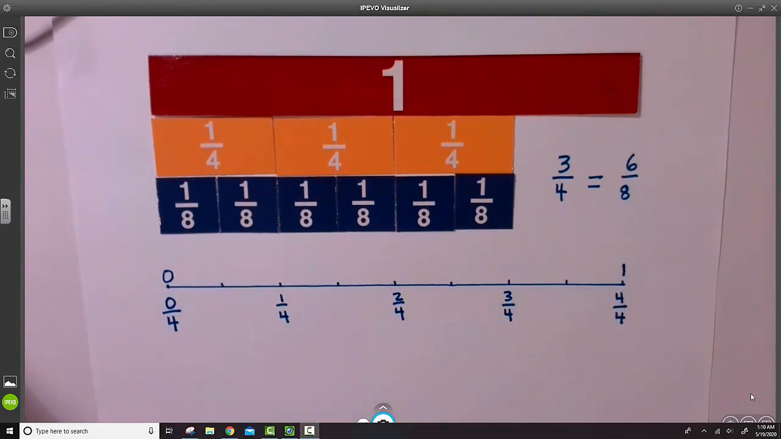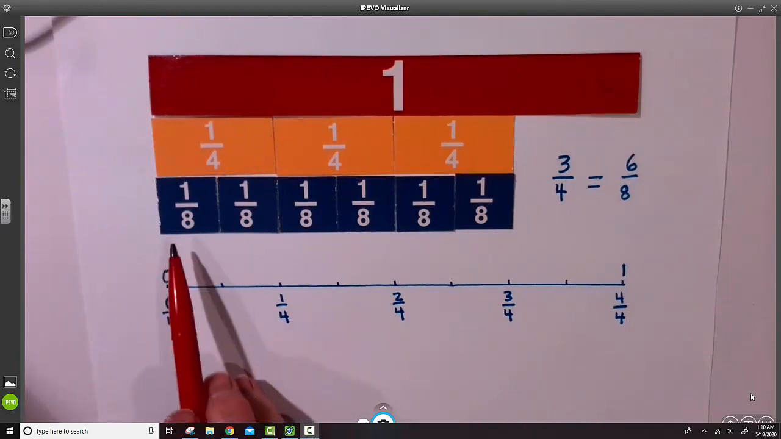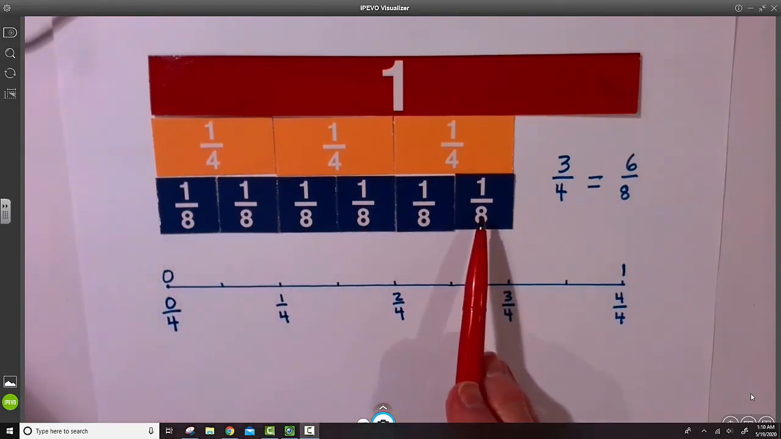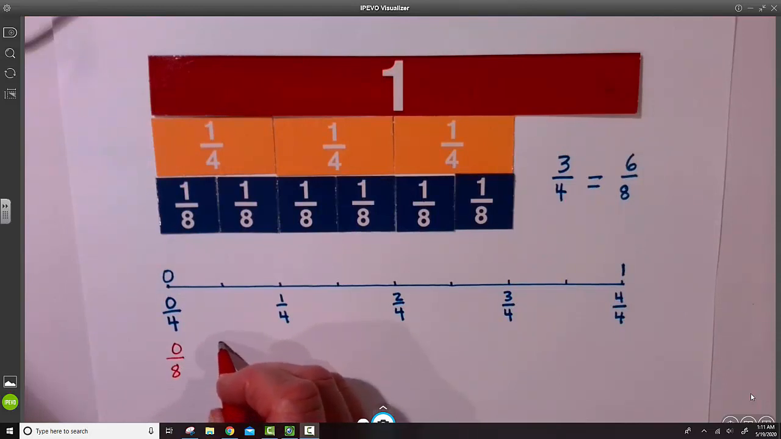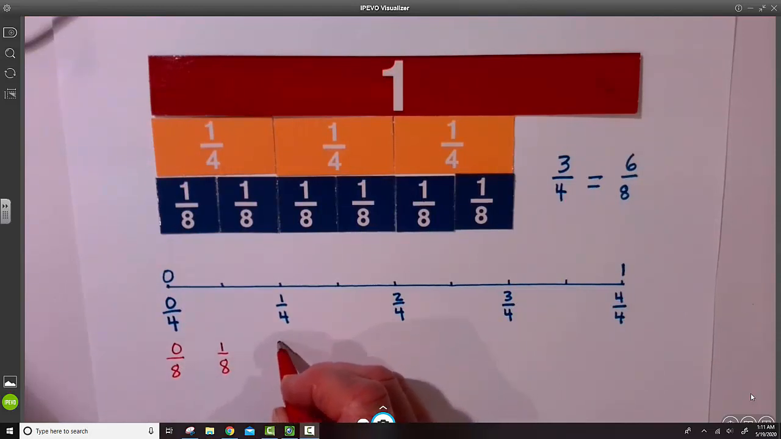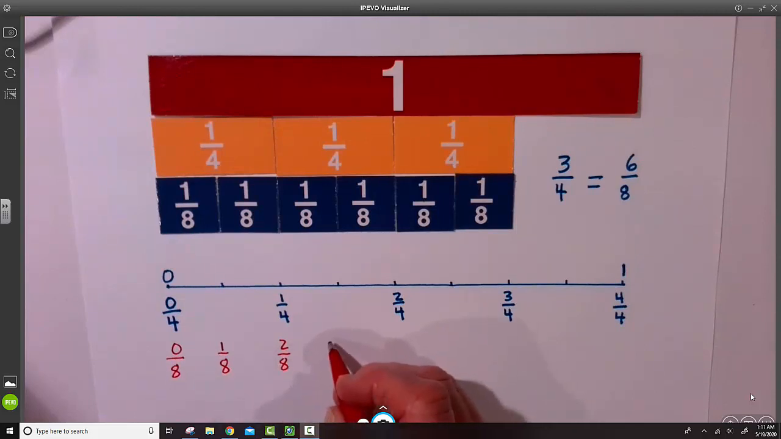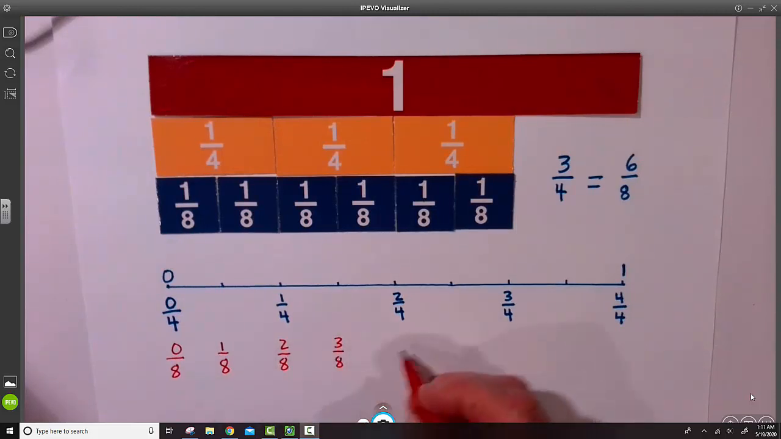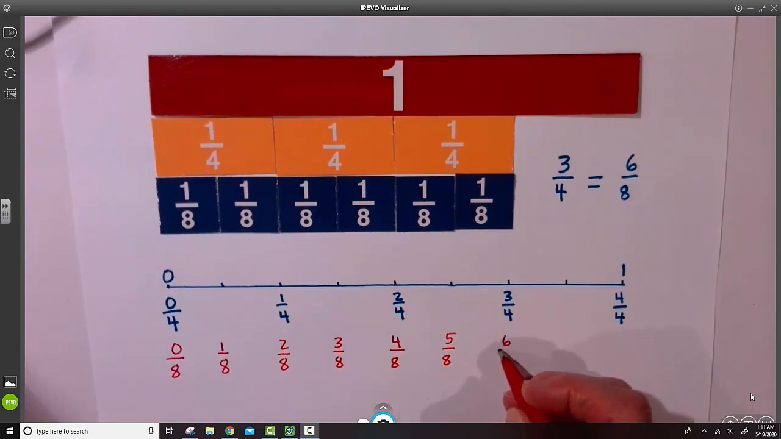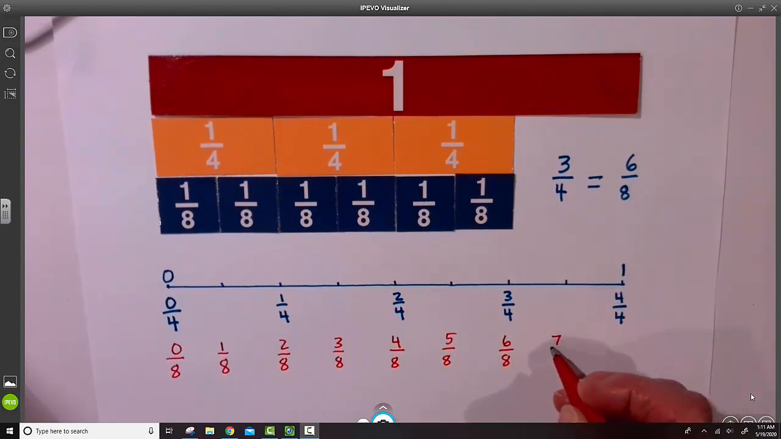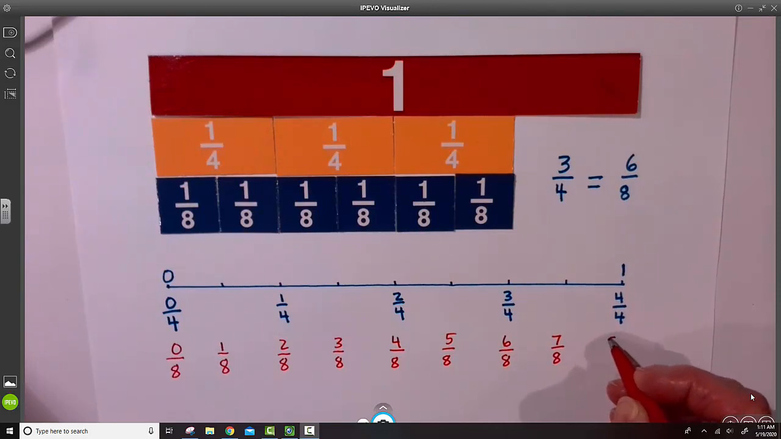The next step is to break the number line into eighths. Again, starting at 0, we have 0/8, 1/8, 2/8, 3/8, 4/8, 5/8, 6/8, 7/8, 8/8, which is also the number 1.